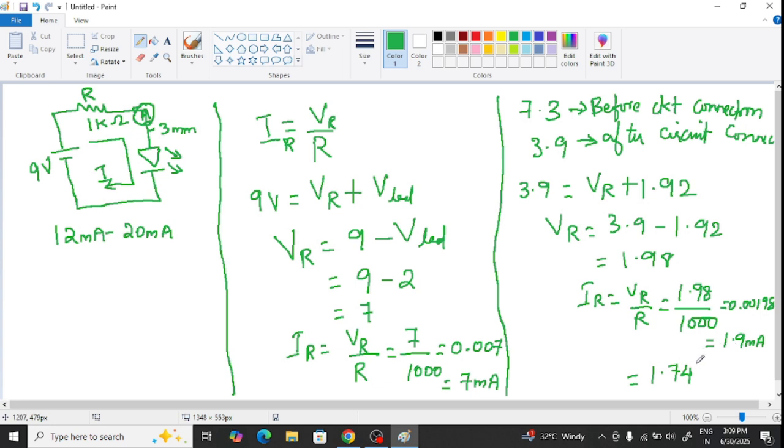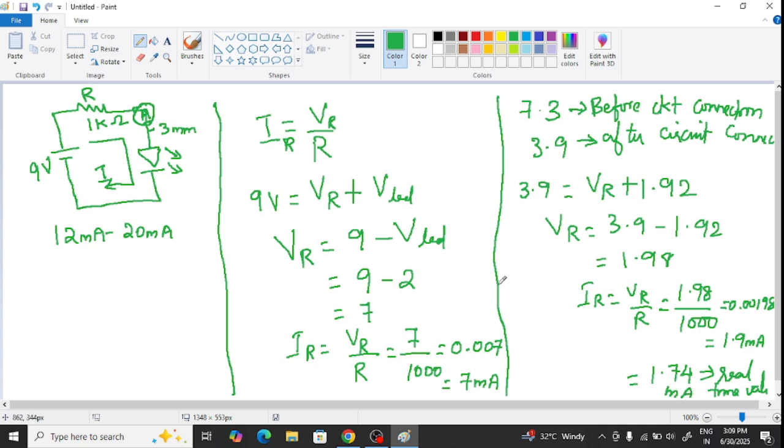More or less it is equal. There will be a small difference because we might have missed some decimal points, and because of those we are getting a different value, but this is the real time value, and this is the theoretical calculation. You can check the difference between the theoretical calculation and the real time value. It is 7 milliamps in theoretical value and it is 1.74 milliamps in real time value.